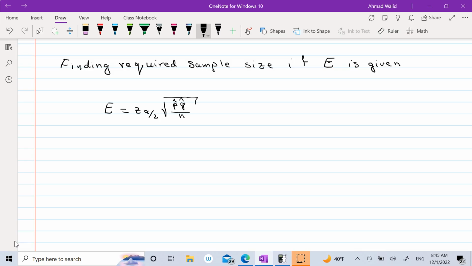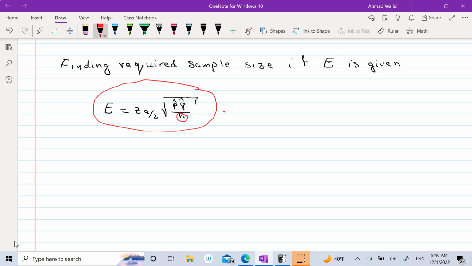I'll do here some math for you. I will solve this equation for N, but again, you are not required to learn how to find the N. You just use the final formula, not all the algebra that I will do here. But I will show you anyway how to find N from this given formula, E equals this. The first step to solve this equation for N, I will divide both sides by Z alpha over 2.